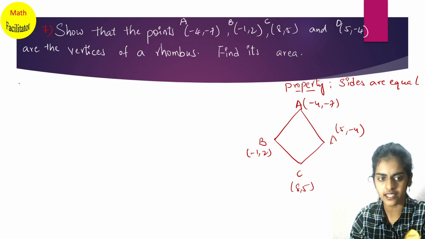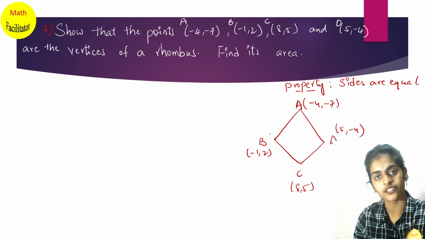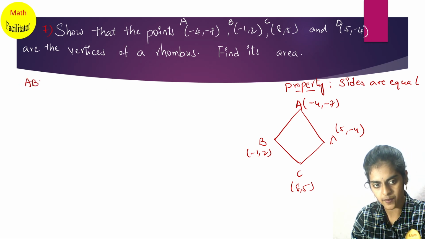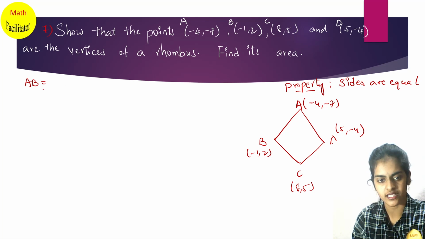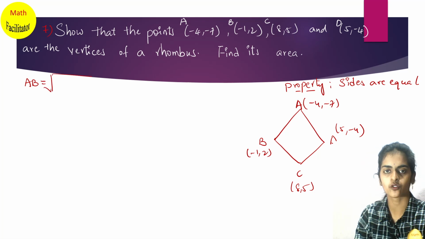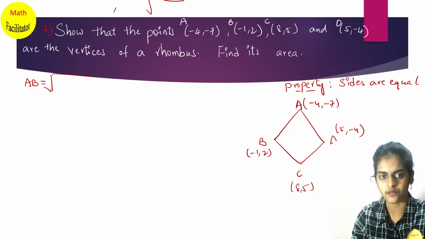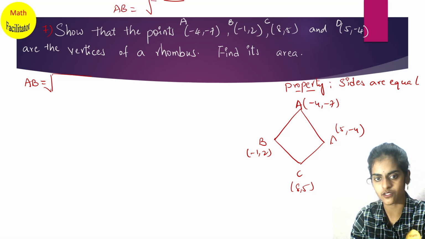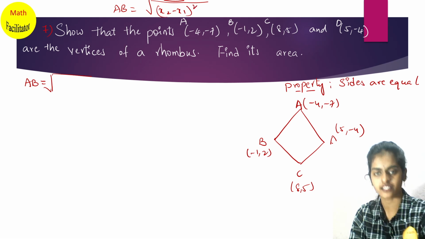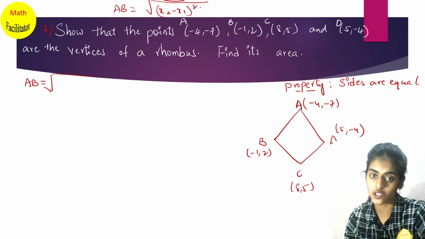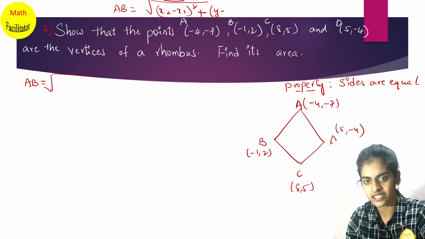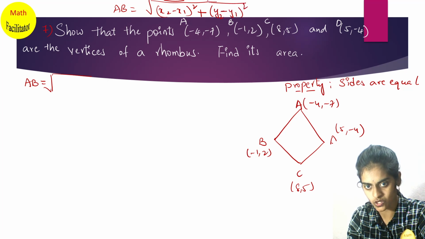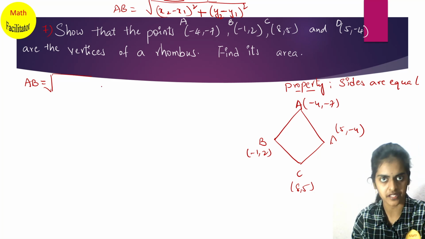So let's do that. Firstly, I'm just finding the length of the side AB. So AB is equal to, what is the distance formula? It is nothing but root over, if you want the distance between any 2 points, x2 minus x1, the difference of x coordinates, and you'll square it, plus the difference of the y coordinates and you will square it. So x2 minus x1 whole square plus y2 minus y1 whole square.